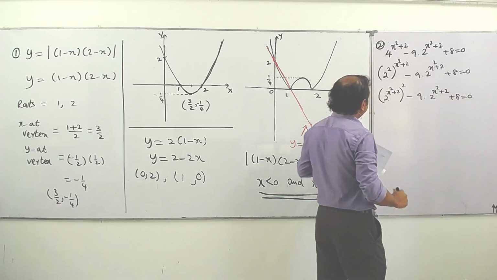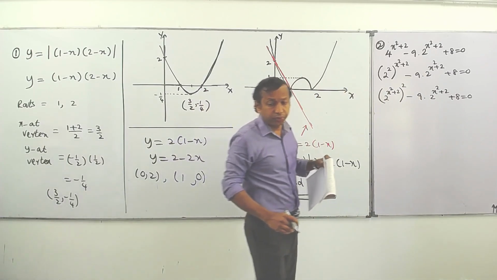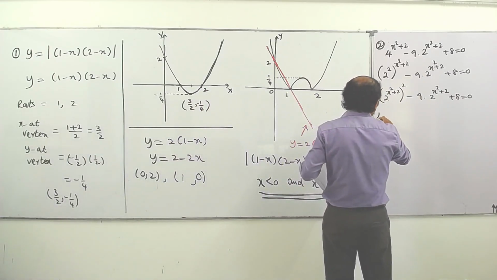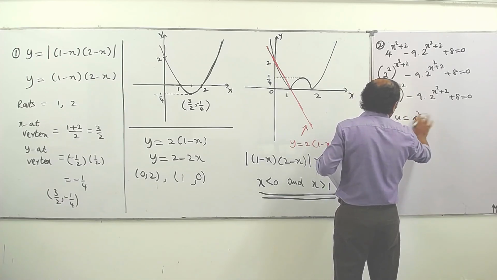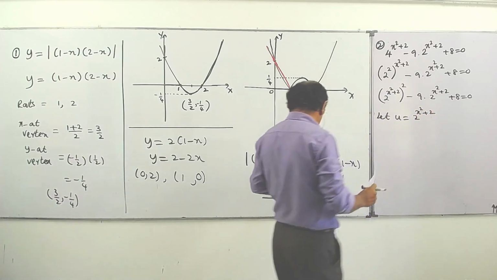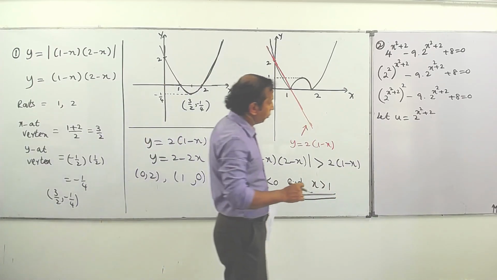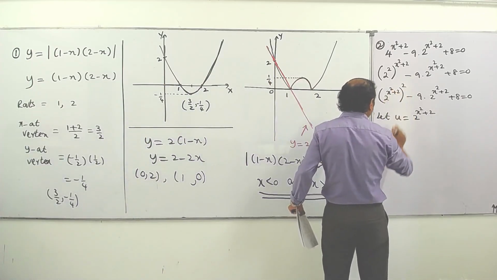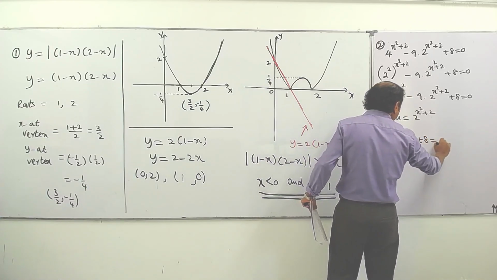This way. Yeah? Then I take a substitution this way. Let u equals 2 to the power x squared plus 2. I take 2 to the power x squared plus 2 as u. Then this reduces to what? u squared minus 9u plus 8 equals 0.